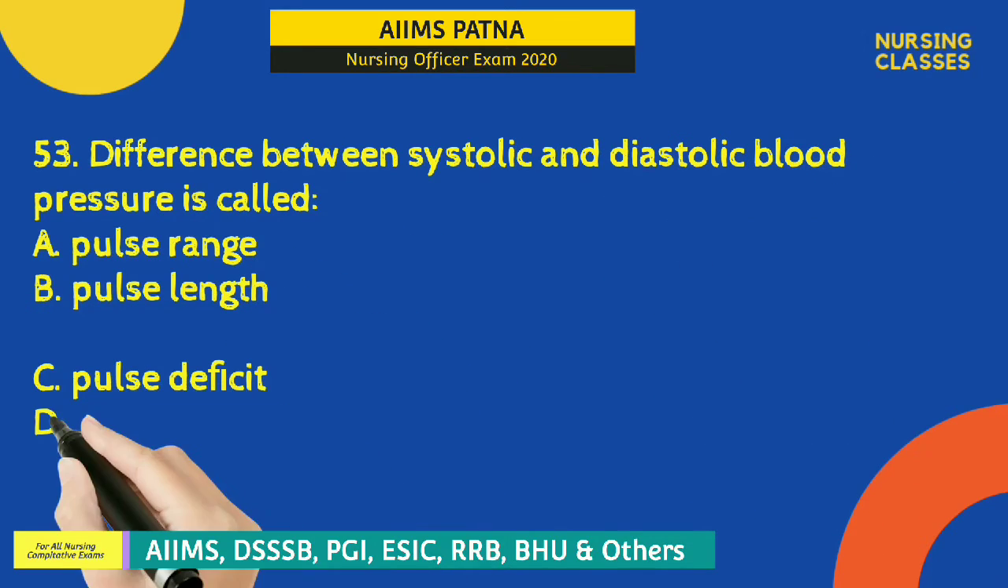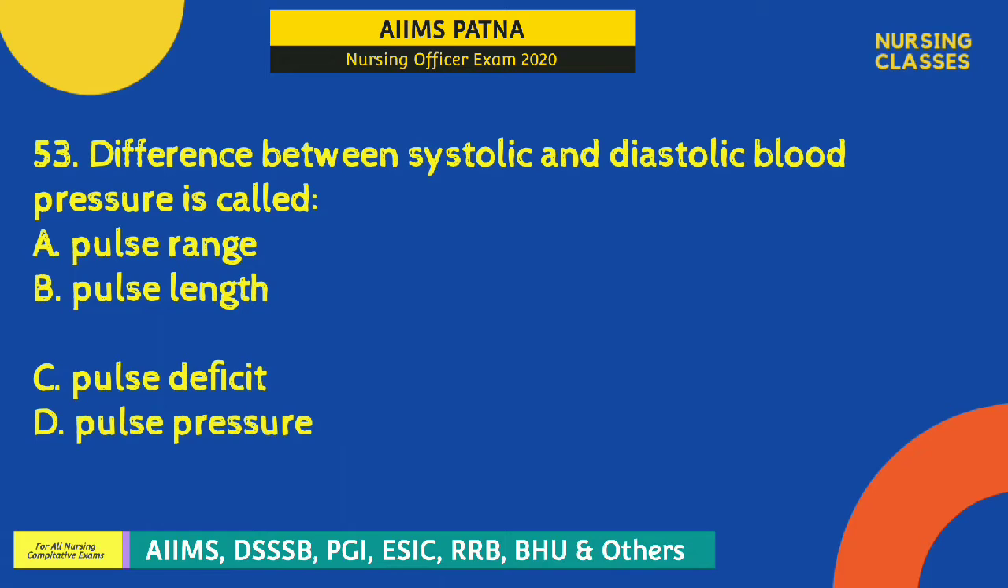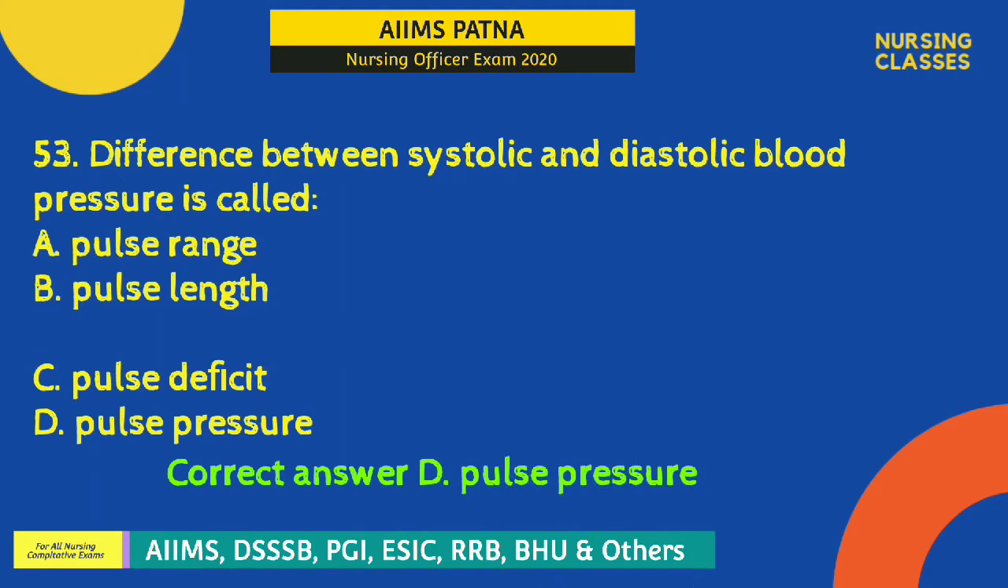53. Difference between systolic and diastolic blood pressure is called A. Pulse range. B. Pulse length. C. Pulse deficit. D. Pulse pressure. Correct answer D. Pulse pressure.